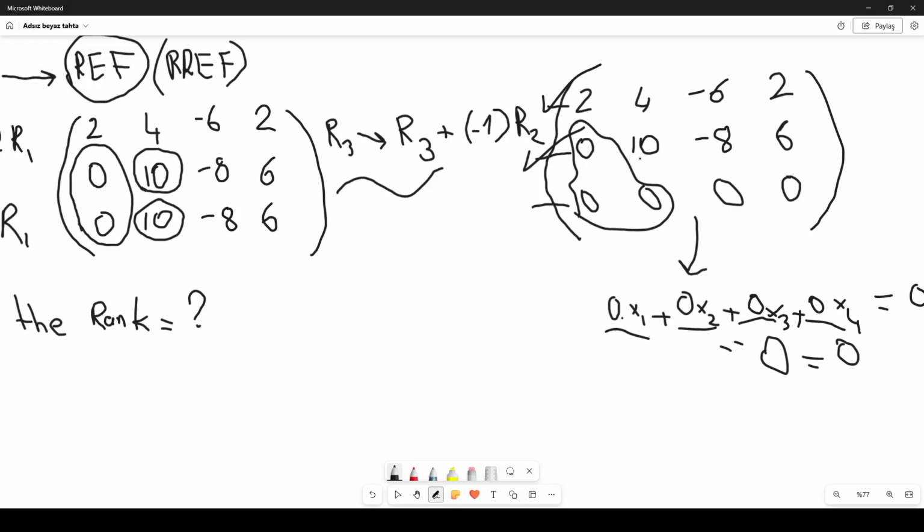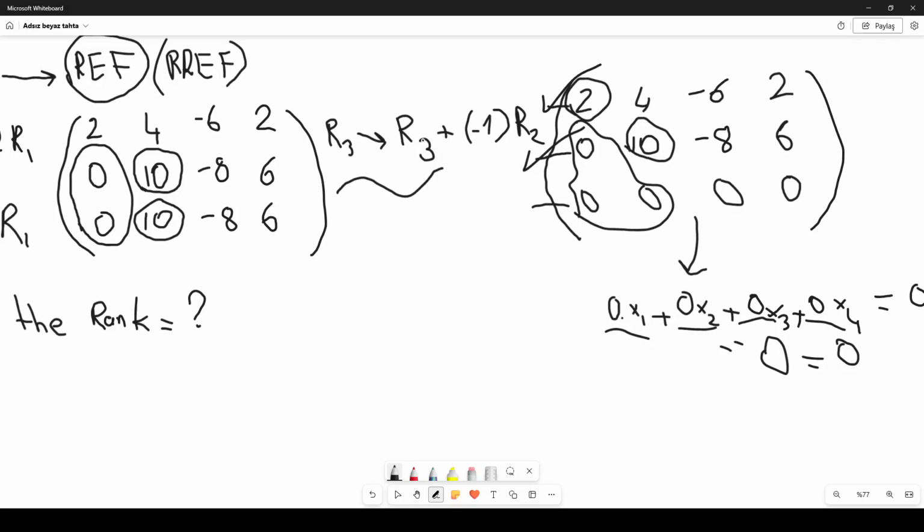Or in another way, we count the number of pivotal positions, and we have a pivotal position in the first row, and we have the second pivotal position. In other words, the very first non-zero element in each non-zero row is called the pivotal position, right? The pivotal element. So we have two pivot elements. Or the number of basic columns.